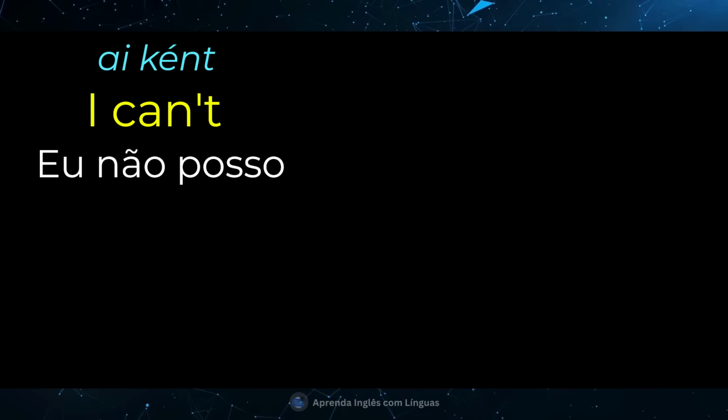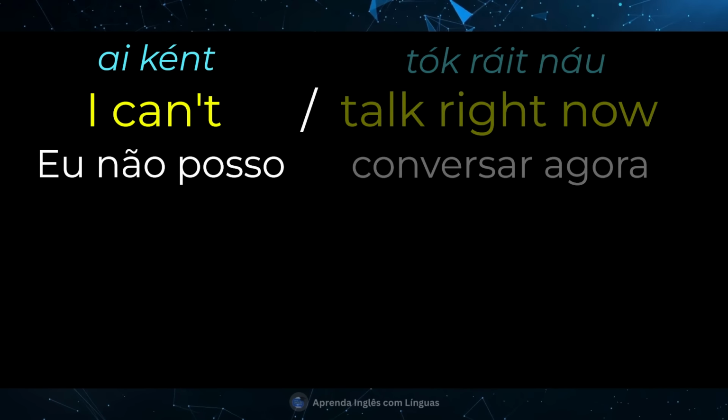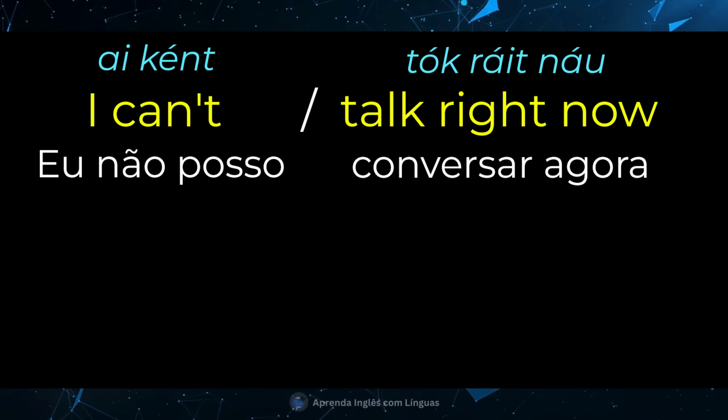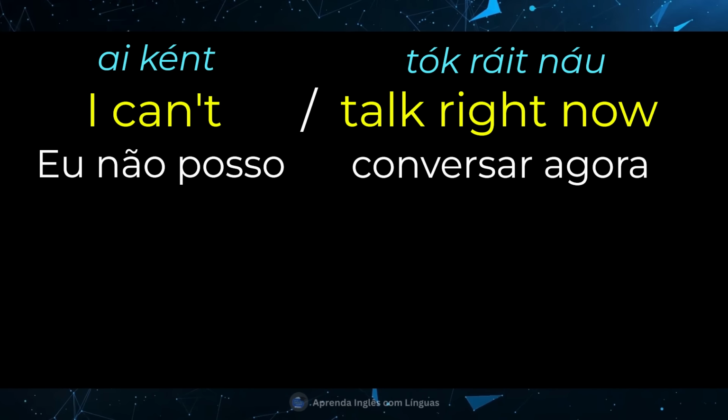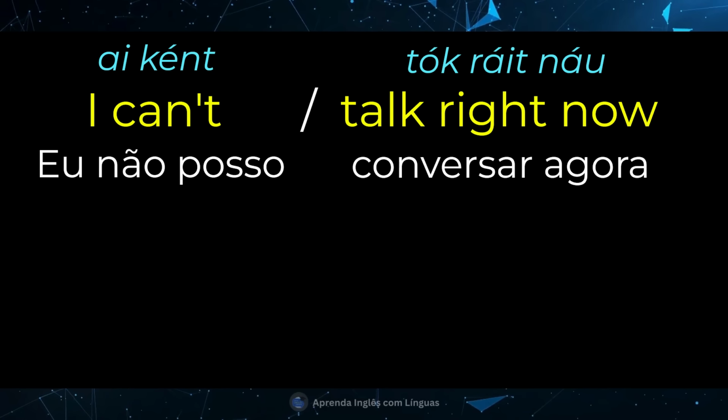E a próxima estrutura é: I can't. Eu não posso. Em inglês, usamos essa estrutura para expressar a incapacidade de realizar algo, por exemplo: talk right now. Conversar agora. Eu não posso conversar agora. I can't talk right now.